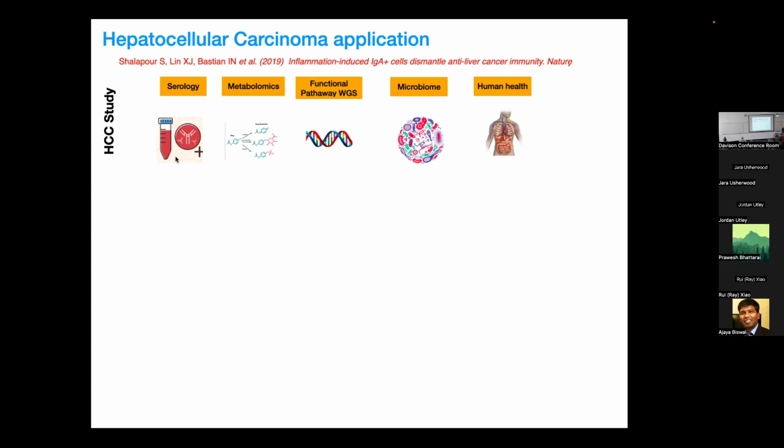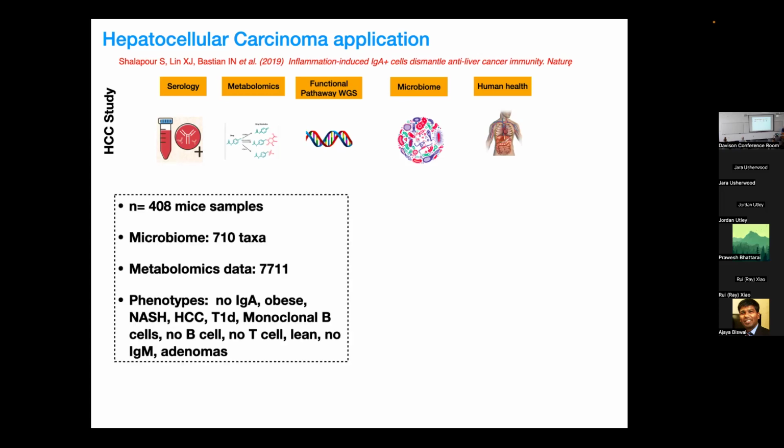In this particular study, again, in the case of the mouse model, they basically introduced the mice with the diet. For more than 408 mice, they collected a lot, and I'm just presenting one aspect of the data set that she collected. One was a set of microbiome data, around 710 taxa, and a set of metabolites, more than 7,000 metabolites.